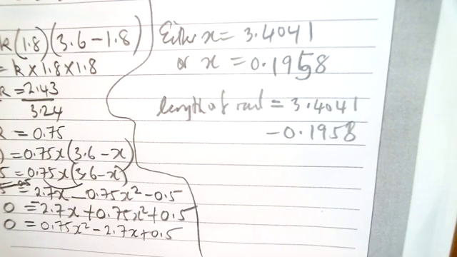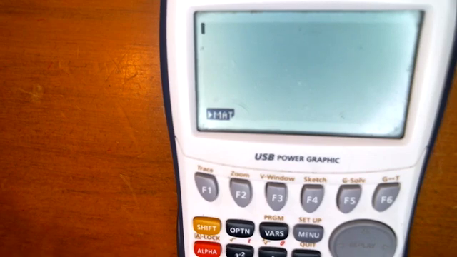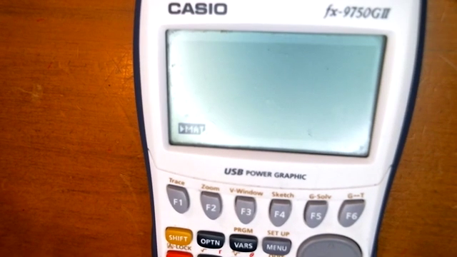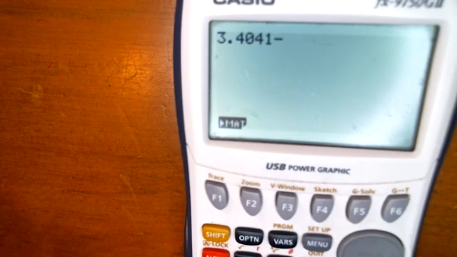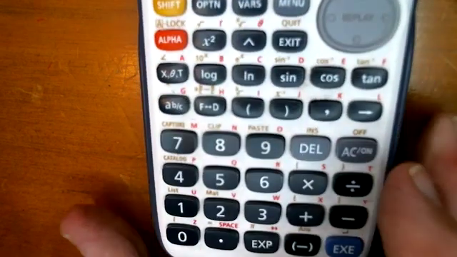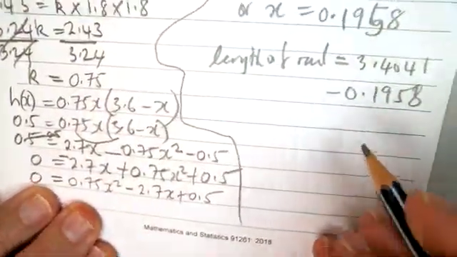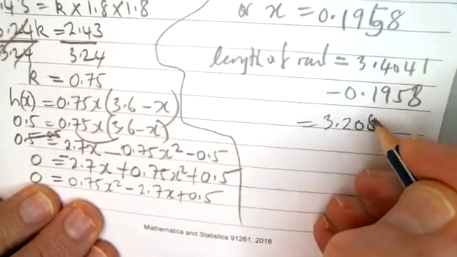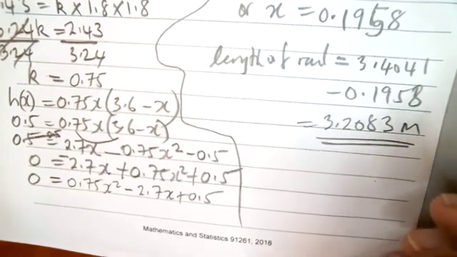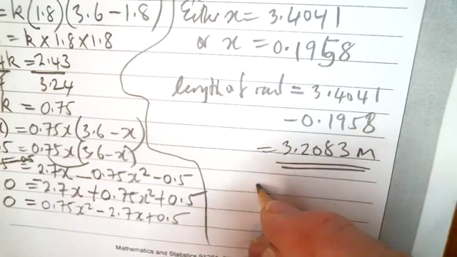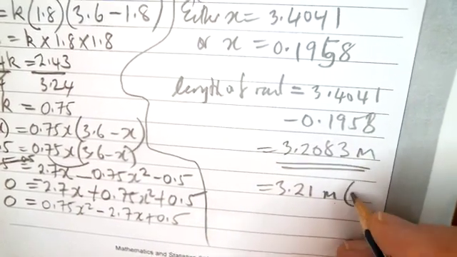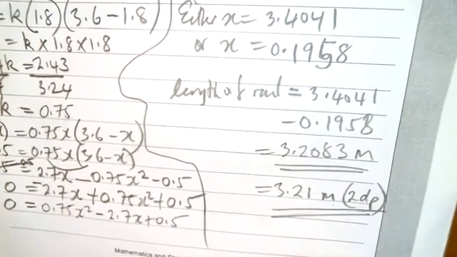Let's just go back to the calculator. Again, I'm being a bit lazy now. Let's have a look. So it's going to be 3.4041 minus 0.1958. And we get, it's a bit out of focus, isn't it? There, it's a bit better. 3.2083. So the length is equal to 3.2083, and that would be meters. Probably best to give it to say 2dp. So I'll do it 2dp is equal to 3.21 meters, and I'll put 2dp on the end here. And that would be my answer. Hopefully that makes sense.